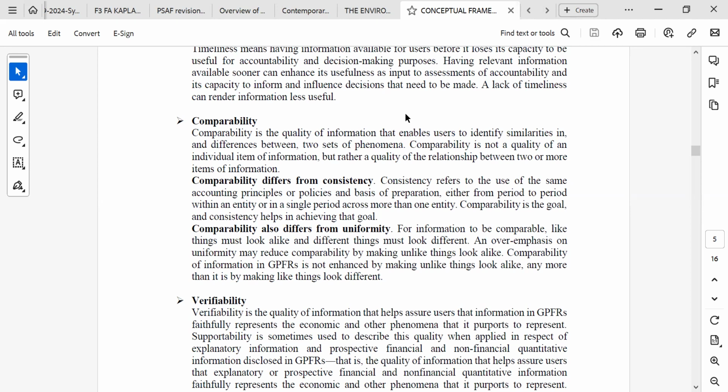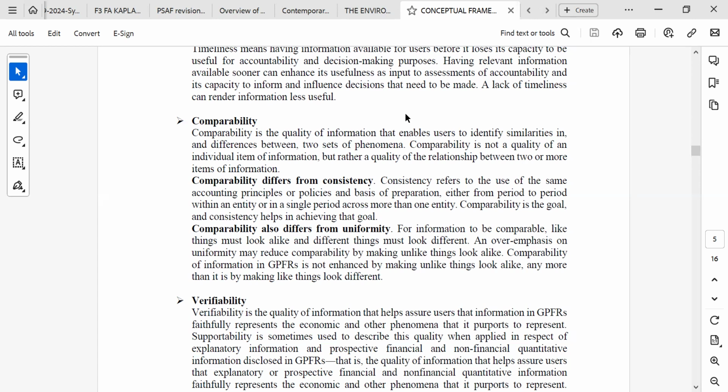Okay, so I saw a hand up. Yes, Dennis, your hand was up. I wanted to add to the comparability. With the comparability characteristic, entities can compare their financial statements from the previous years to the current year because that characteristic is available. Okay, that's nice.